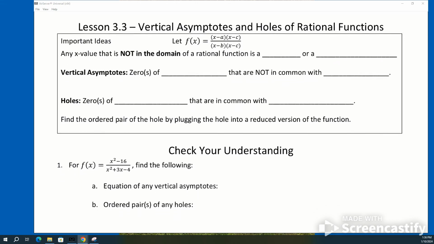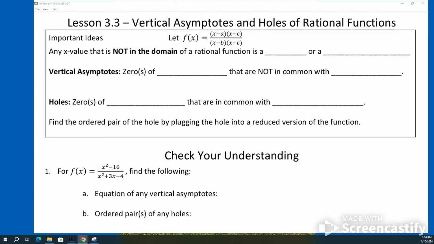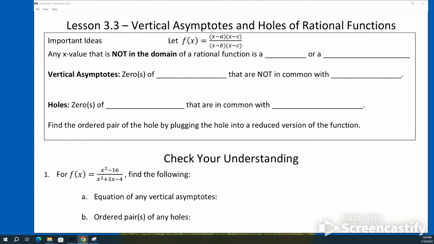Okay, so we're going to talk about vertical asymptotes and holes. Any x value that is not in the domain of a rational function is a hole or a vertical asymptote. So they occur where the function is undefined, or where you're going to get 0 in the denominator, basically. In the last lesson we learned about finding the domain. Today we're going to figure out if those things that are not in the domain are holes or vertical asymptotes.